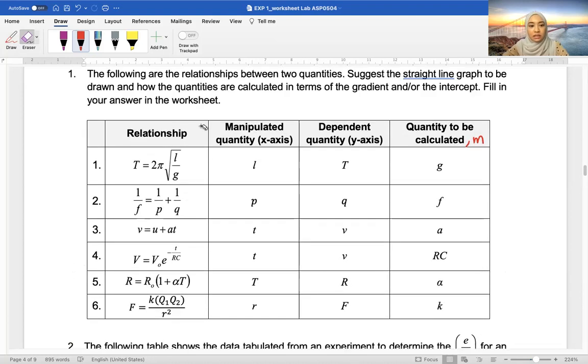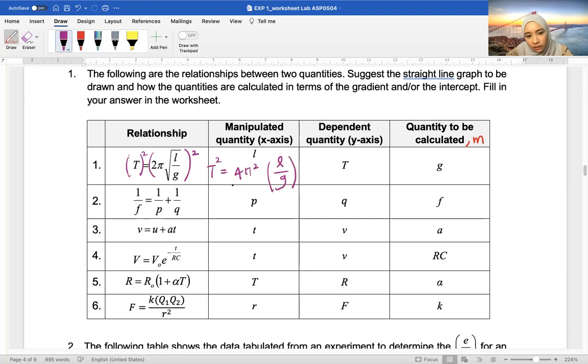Okay, so for this case, sebenarnya kita kena hilangkan dia punya square. So when I want to get rid of it, I have to square this guy. Sorry, I want to get rid of the square root. So I have to square. So this becomes T squared equals 4 pi squared L over g.